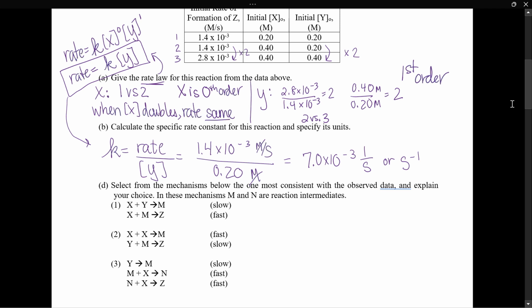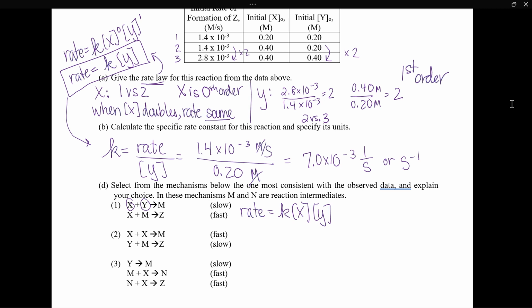So for number 1, the first step is the slow step, and it involves 1 molecule of X and 1 molecule of Y. So if this were the mechanism, I'd expect the rate law to be k times x times y, because the exponents in the rate law are going to match the number of molecules in the slow step. So there's 1 x, 1 y. We can see right away this does not match our rate law, because we expect it to be first order with y and 0th order with x. So it looks like 1 is not the correct choice. I can eliminate that. Let's go on to my second one.